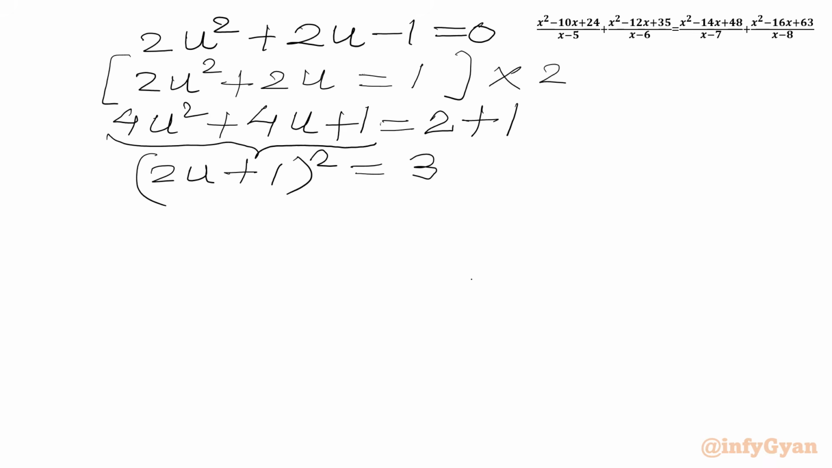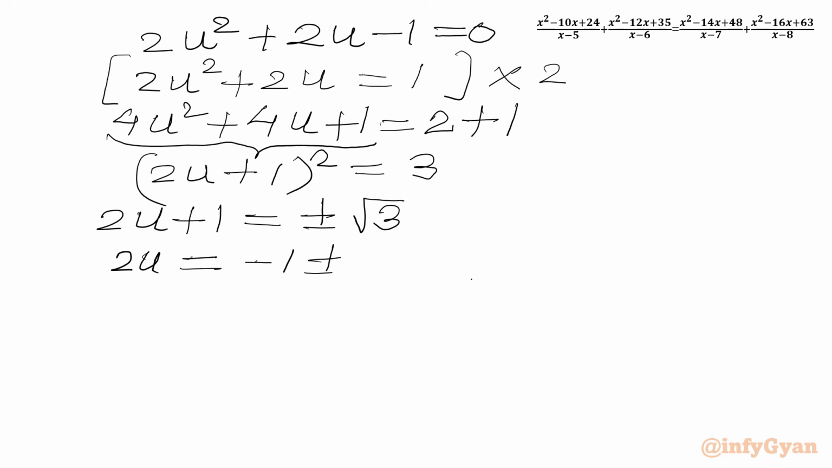Now we'll take a square root from both the sides. So 2u + 1 will be equal to plus minus square root of 3. So we can get 2u just by subtracting 1 from both sides: -1 plus minus square root of 3. Now we will divide both sides by 2. So we will get 2 in the denominator, and in the LHS we will get u. So this is nothing but u, and u was our substitution.